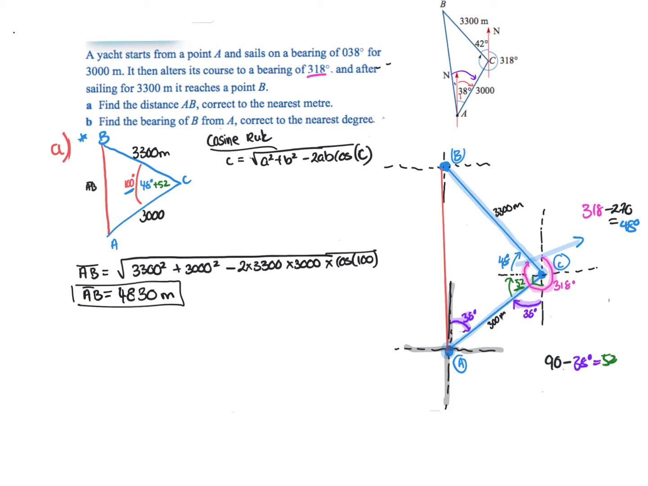So there's lots of pieces of information that you can find. I've used the cosine rule, and the distance AB we ended up with was 30 meters. That one's probably not hard enough. Then part B was to find the bearing. Now it's saying find the distance AB.